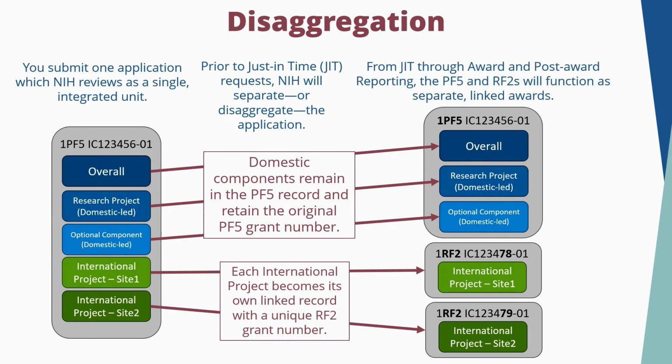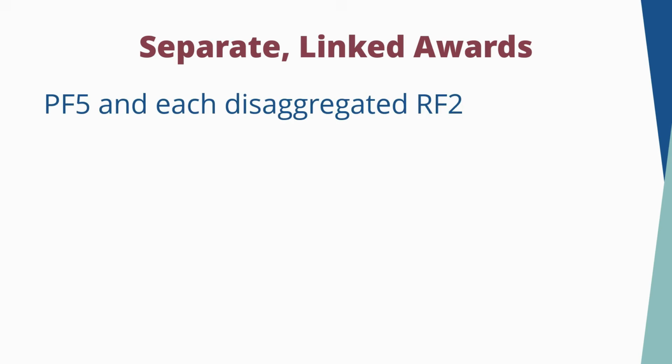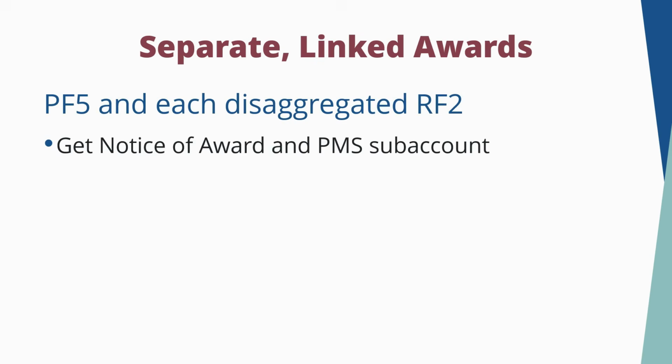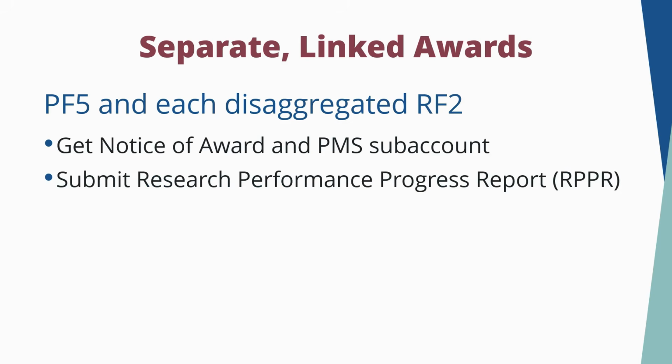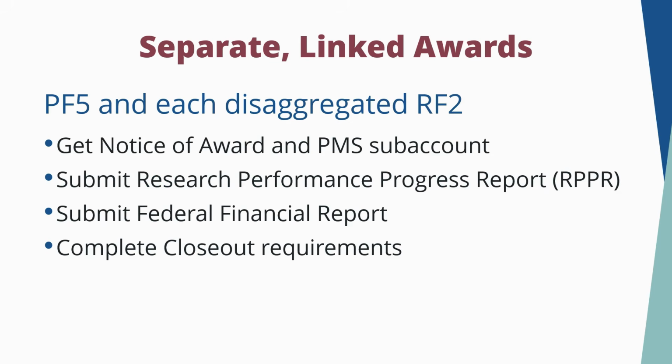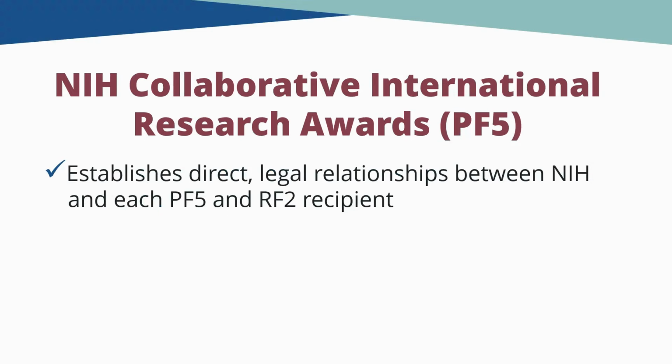From just-in-time through award and post-award reporting, the PF5 and RF2s function as separate linked awards. If selected for funding, the primary PF5 and each linked RF2 receive separate notices of award and PMS subaccounts for financial tracking, and each is responsible for completing progress, financial, and closeout reporting. The collaborative nature of these awards is not limited to the science. Domestic and international organizations must also collaborate on award administration.